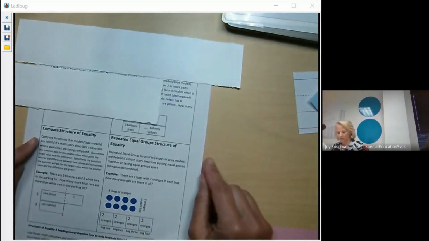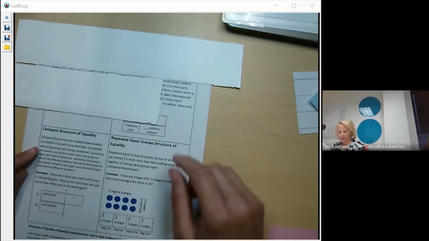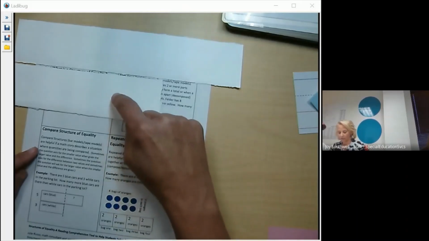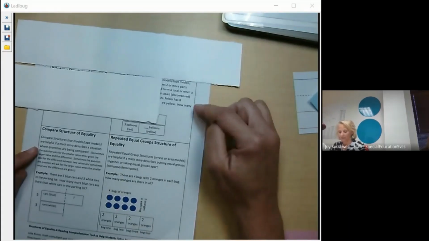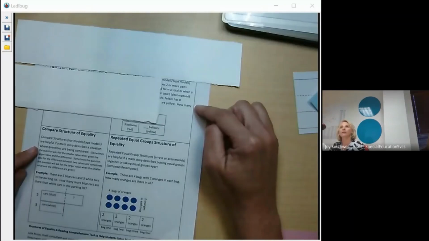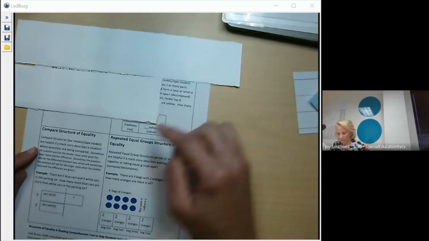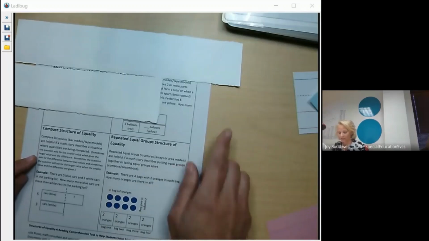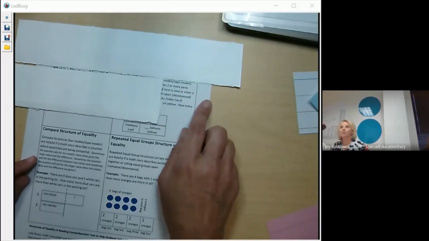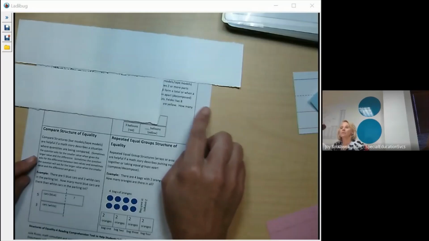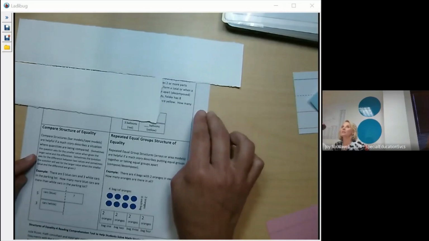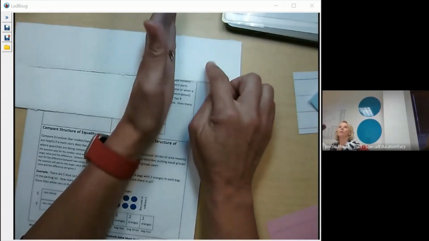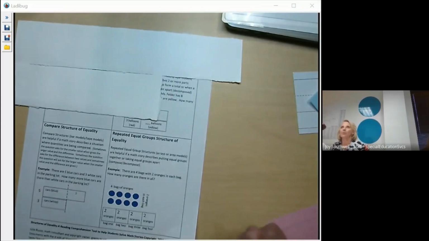So let's read that one more time. Compare structures are helpful if a math story describes a situation where quantities are being compared. Sometimes the question asks for the smaller value when given the larger value and the difference. Okay, next one. Sometimes the question asks for the difference between the two values. So the difference between two values can be the fewer, which is down here, or it can be the more. Those are the easiest type of compare problems.